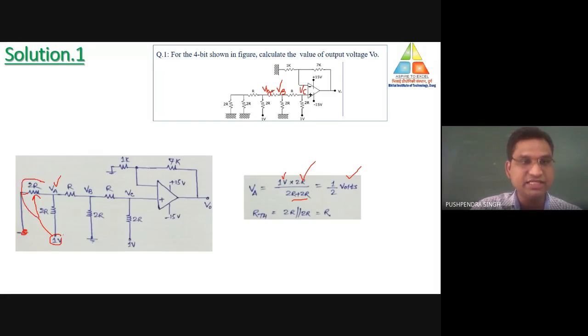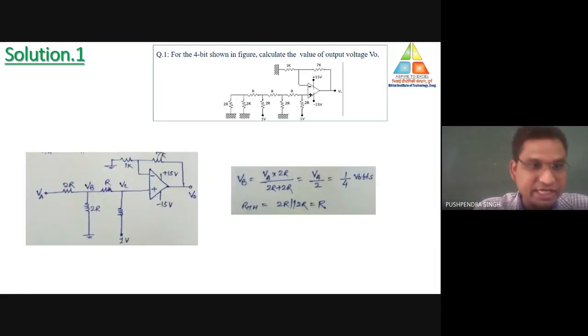For the equivalent resistance, we calculate the Thevenin equivalent resistance. So 2R in parallel with 2R is equal to R. Then this R in series with this R will be equivalent to 2R, and this 2R will be connected to the VA voltage source, not ground. Please make it clear over here. It is connected to VA. You can see over here, it is connected to VA, and R plus R is equivalent to 2R, and that is connected to VB, then again 2R.